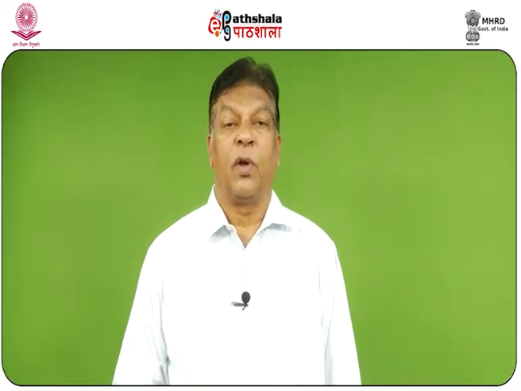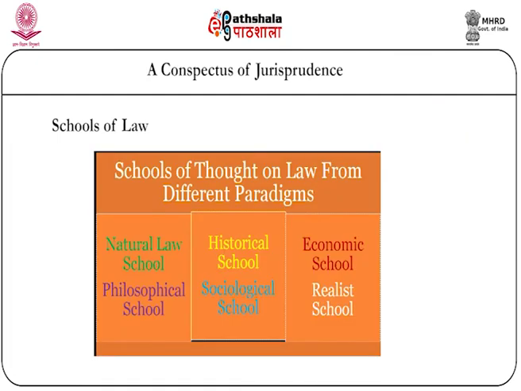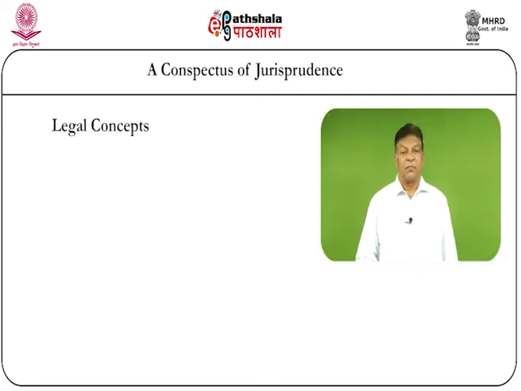Then we come to the schools of law, schools of thought on law from different paradigms. Natural law school: some people try to define what law is from natural evolution, others from a philosophical perspective, a third group from a historical perspective. Then, because law is concerned with society, the sociological perspective. In this modern materialistic world, the economic perspective. And ultimately there is a school of thought which says law is ultimately governed and decided by the courts, therefore jurisprudence must relate itself to the realist school. Legal concepts, their import, their innovation and their inquisition are what we are expected to know.